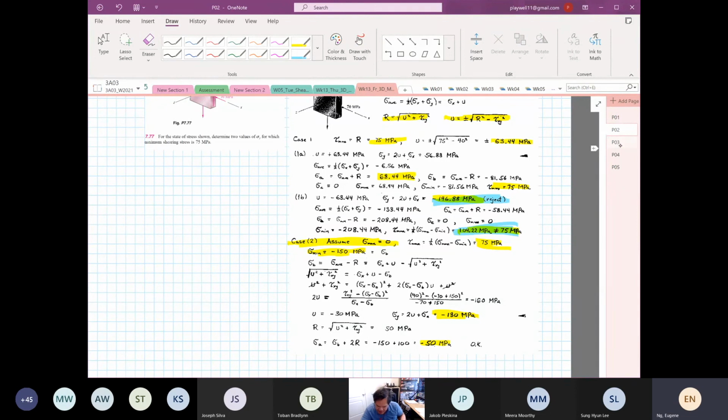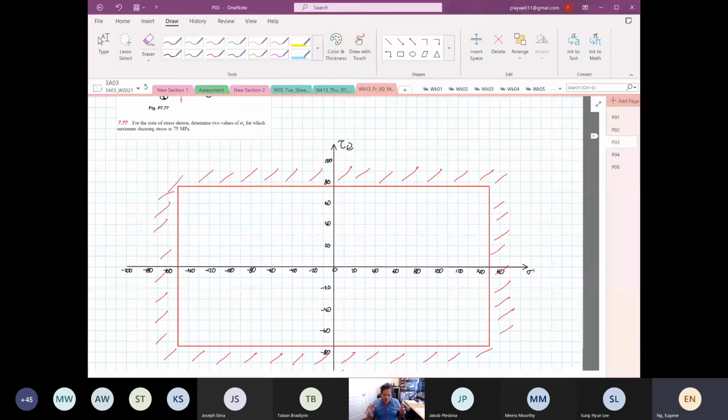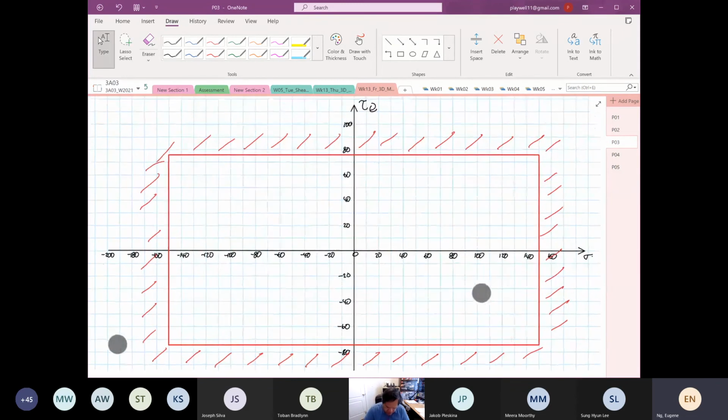But what does this actually mean? It's just drawing a box. So we construct a box, right? If the circle goes outside the box, that magnitude of stress is not possible for stress y. Okay, right? So next we construct the Mohr circle.